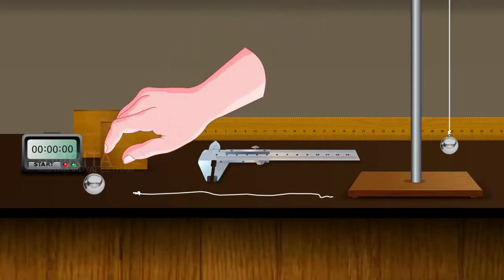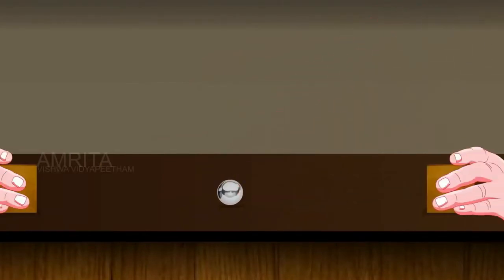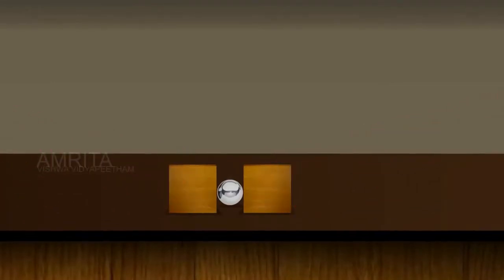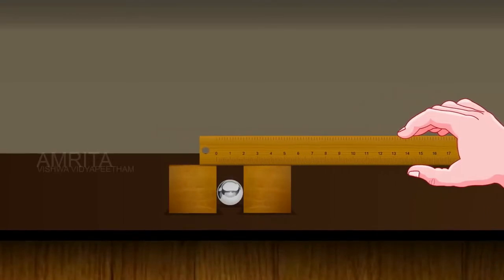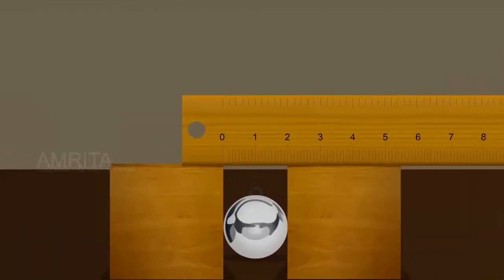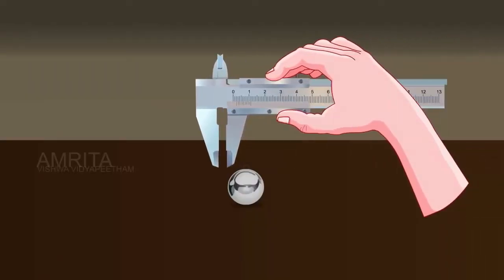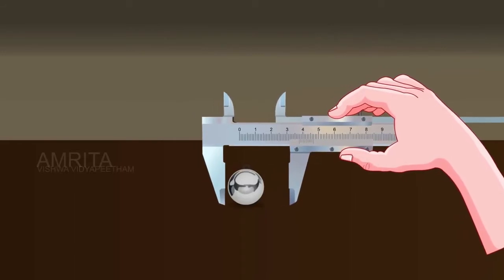Let's measure the diameter of the bob. There are two methods to find the diameter. Place the bob between two wooden blocks. Use the scale and measure its diameter. Alternatively, we can use vernier calipers to measure the diameter of the bob.